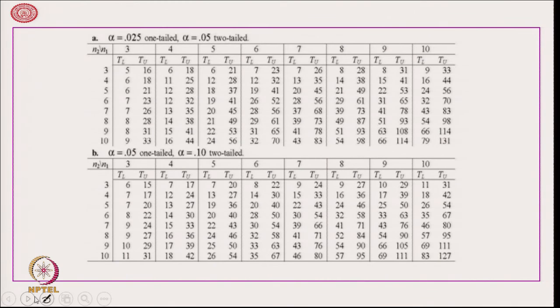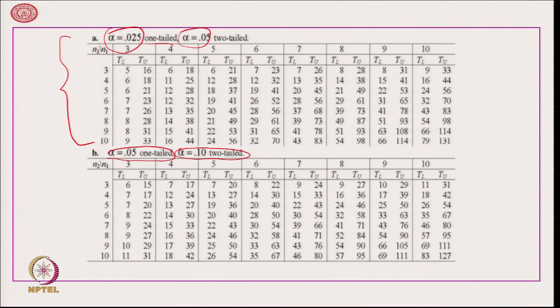Let us now have a look at the table. It is given that the upper part is for alpha equal to 0.25 for one tailed or alpha equal to 0.5 for two tailed. Similarly, this side is alpha equal to 0.05 for one tailed or alpha equal to 0.1 for two tailed.